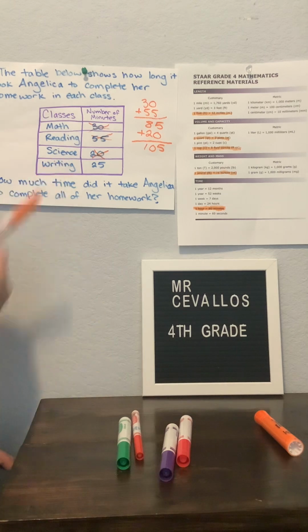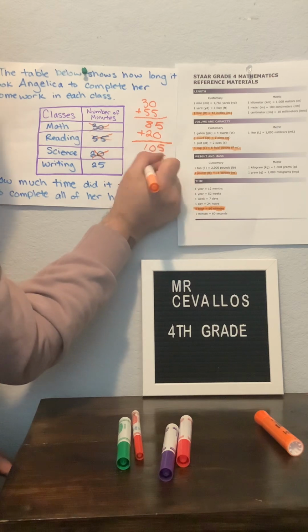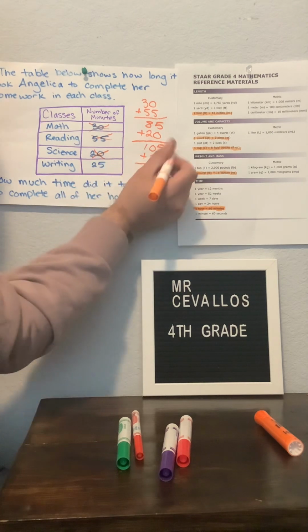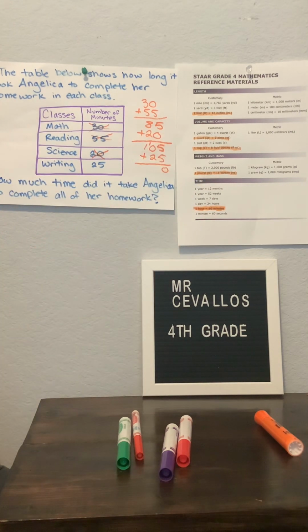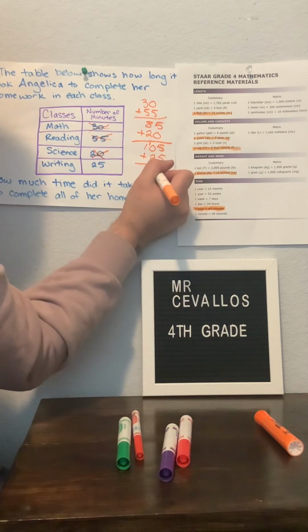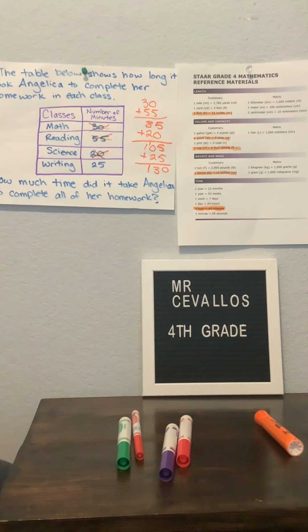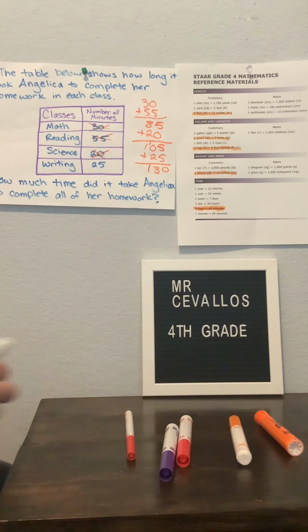It took her 25 minutes to finish her writing. Again, we're adding all these minutes because we're trying to see how long it took her to finish her homework for all of her classes. 5 plus 5 is 10, so I put my 0 and I carry my 1. 1 plus nothing plus 2 is 3, and 1 plus nothing is 1. So now I have 130 minutes.